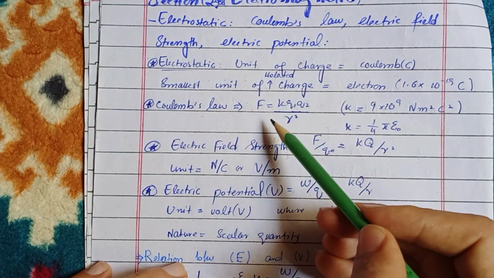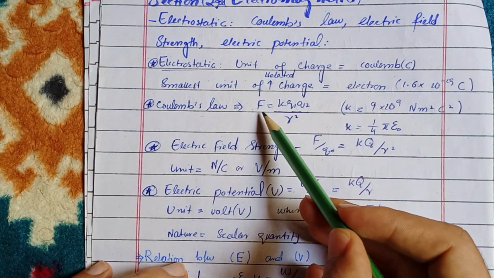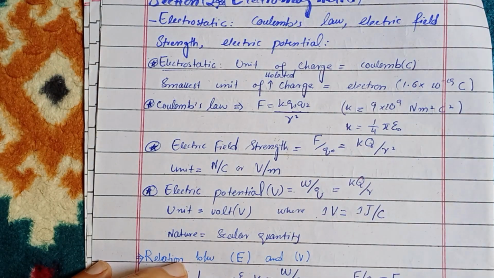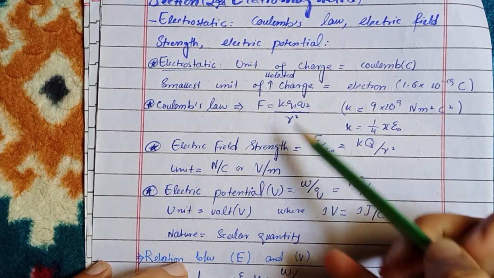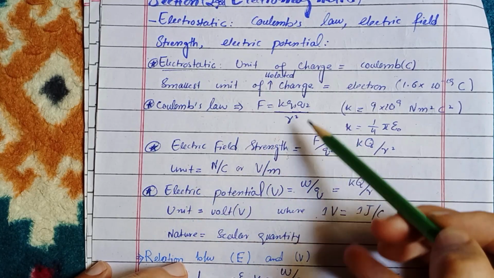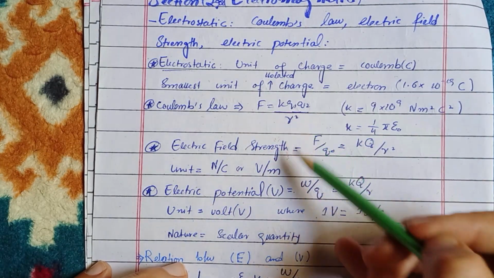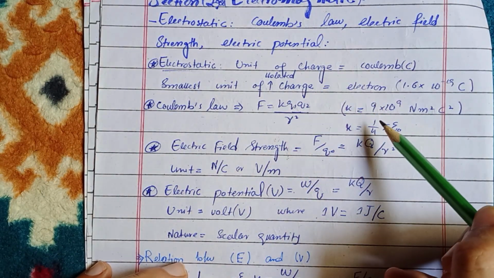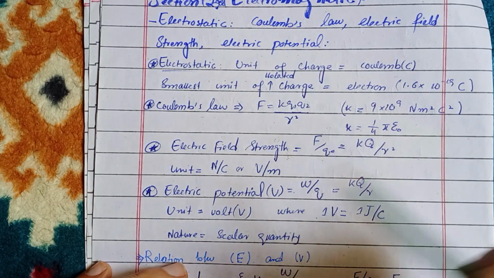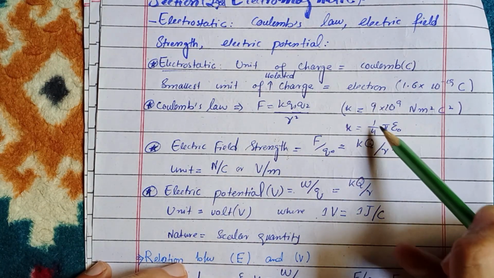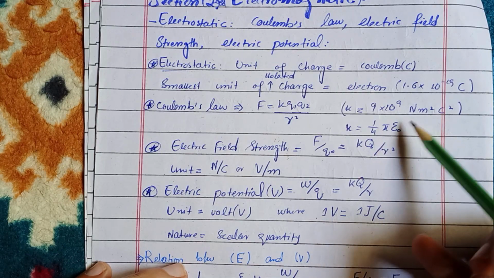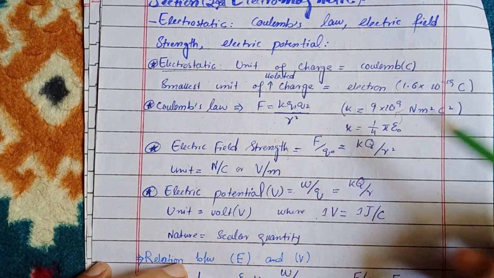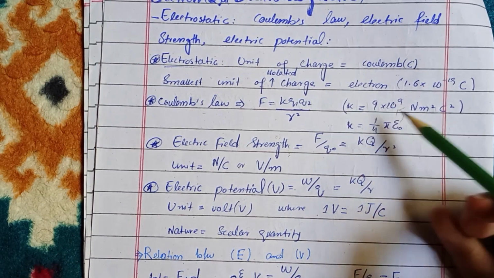In Coulomb's law we will study the Coulomb's law equation, which is F = k q1 q2 / r². Here F represents the Coulomb force, k represents the Coulomb constant, q1 and q2 are the two charges, and r² is the square of the distance between these two charges. Here k is equal to 9 × 10^9 N·m²/C², and the k value is 1/(4πε₀). If we put this value in, it will give us this value. So you must memorize this value and also this unit.